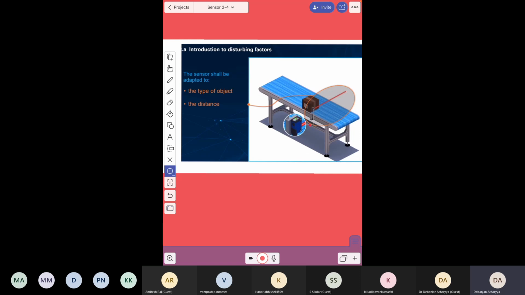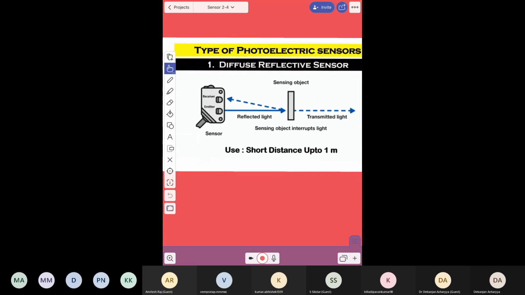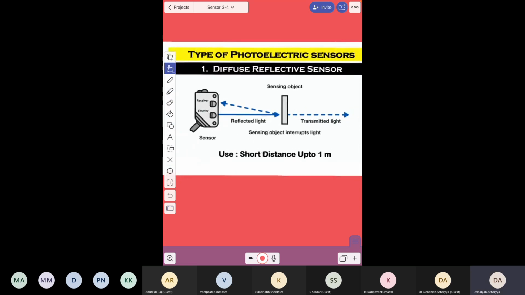Okay. And the distance, as I told you, there is always a scan zone for a photoelectric sensor. So you have to install your photoelectric sensor in such a way that the object you want to detect should be within the scan zone of the photoelectric sensor. Fine. Now coming to the types of photoelectric sensors, there are generally three different types of sensor. So these three types are as follows.